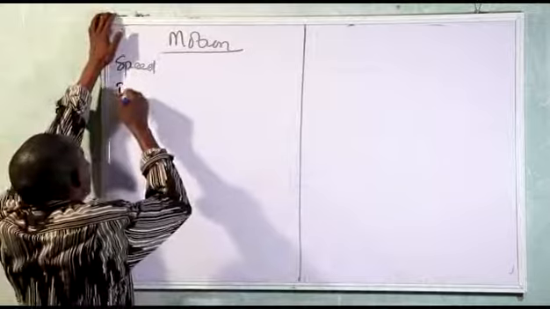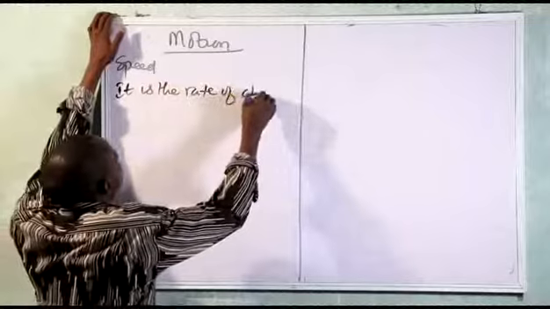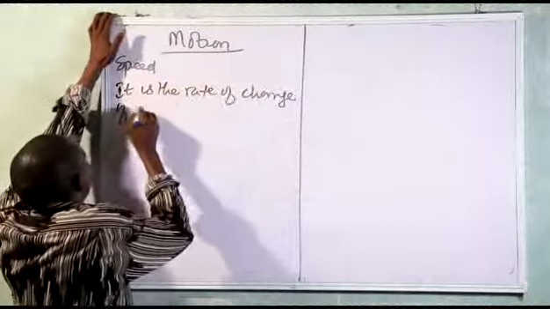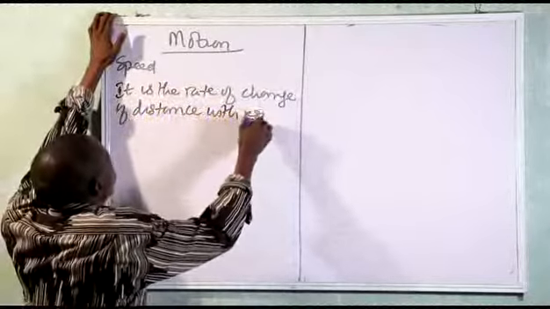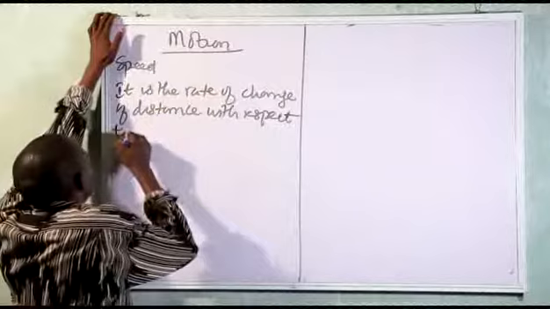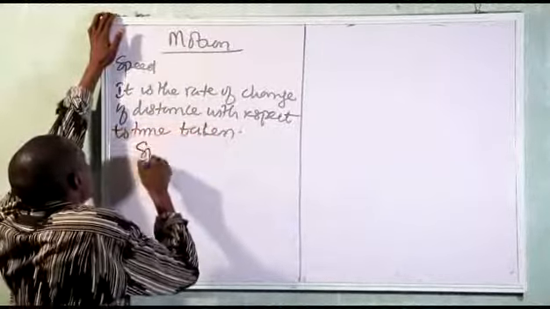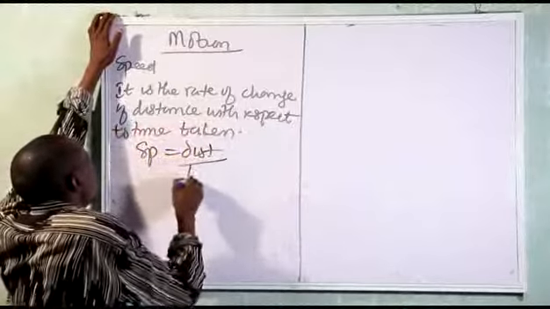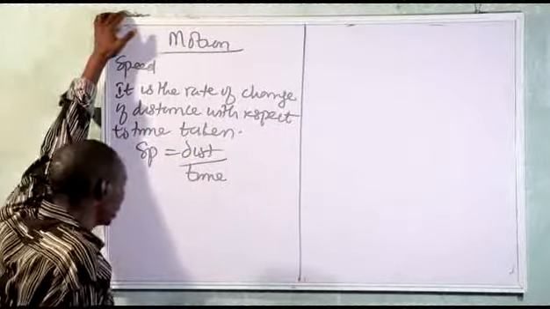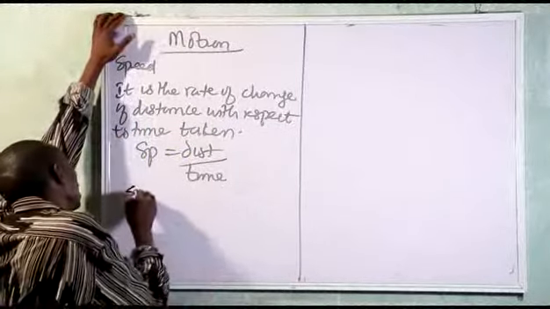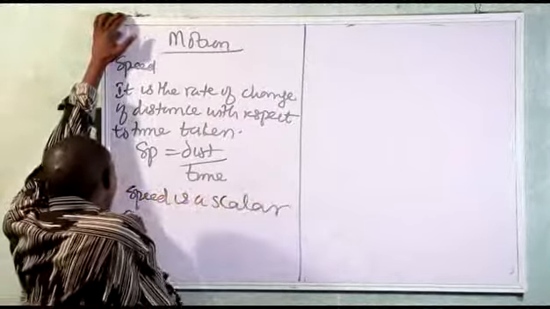Speed is the rate of change of distance with respect to time taken. So speed equals distance over time. That is the definition of speed: rate of change of distance with respect to time taken. Speed is a scalar quantity.